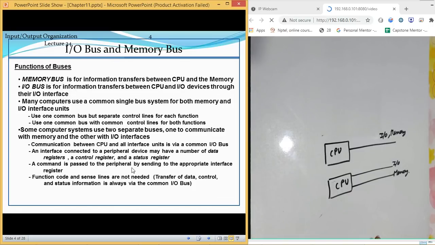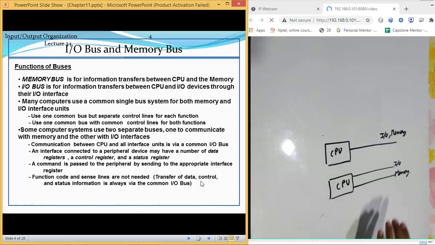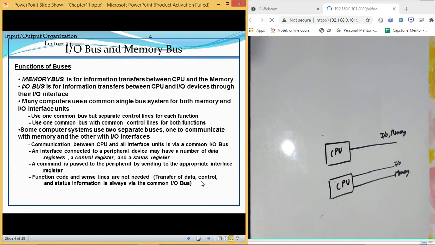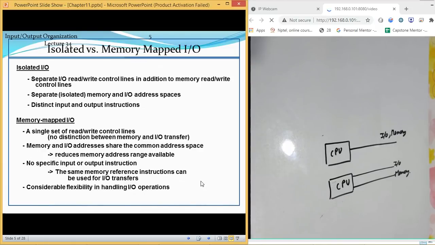Whereas if we are using a common input output bus, the command and status information is always via the input output bus. If we are using a single common line, then all the data and status will be shared with the help of the input output line if we are using this particular method. Now let us move to the next part.